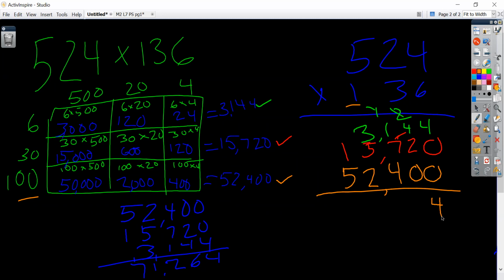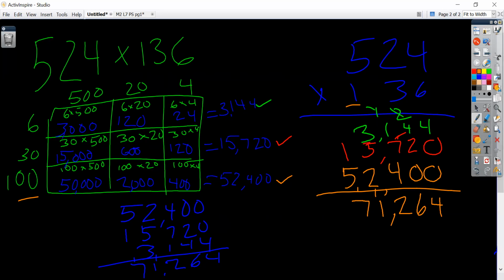Then they're already stacked for us so that we can add them. 1 plus 7 is 8, plus 4 more is 12. 3 plus 5 is 8, plus 2 is 10, plus 1 more, 11. 71,264, exactly what we had on the left-hand side.